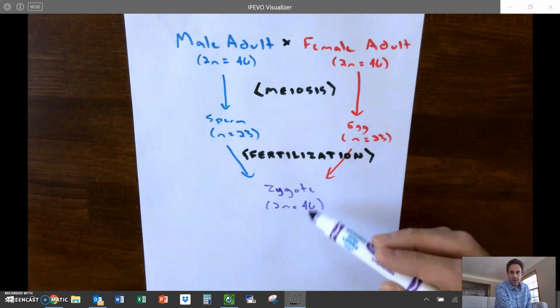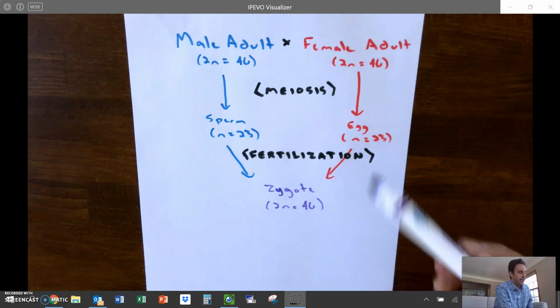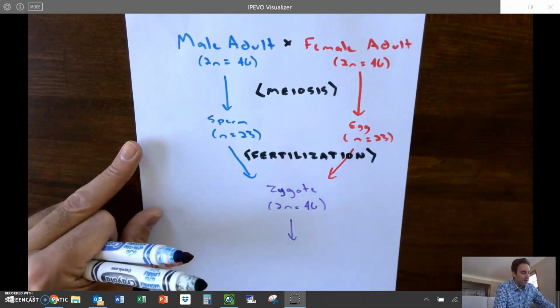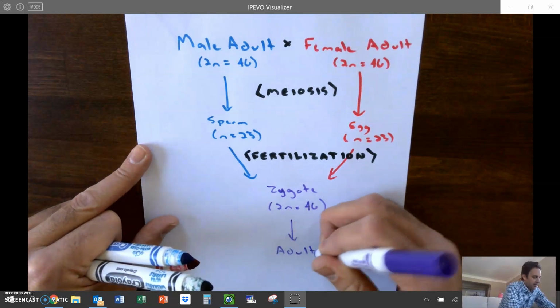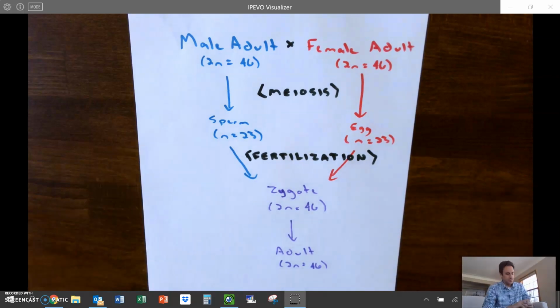And now that zygote, I'm using purple because it's combining genetic material from sperm and egg. Eventually, this zygote is going to divide by the process of mitosis to become a new adult of 2n equal to 46. And then that adult is going to go on and the process will continue. So let's go back and look at that a little more clearly.